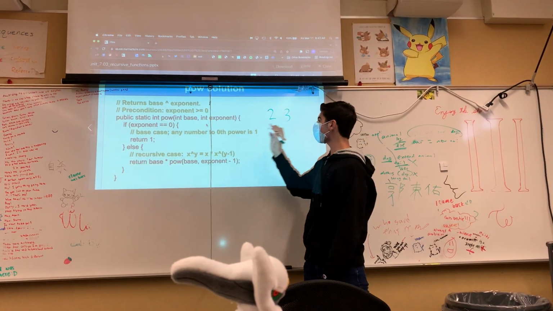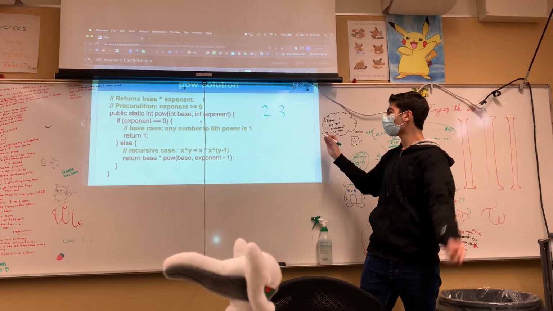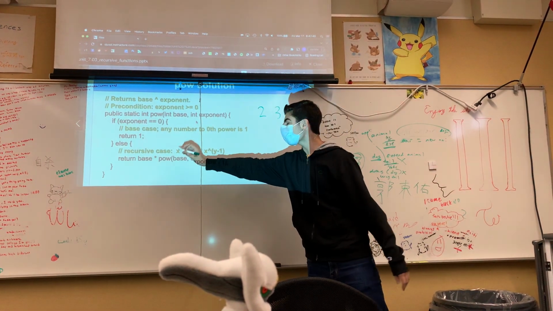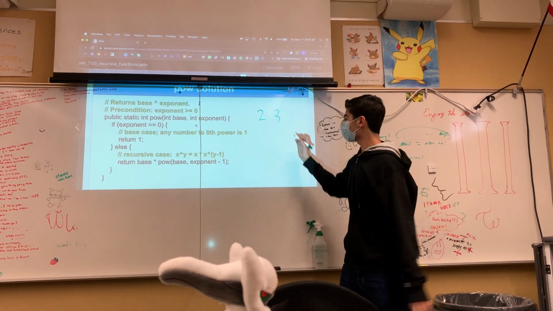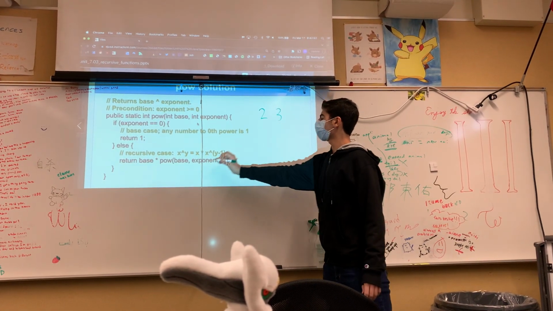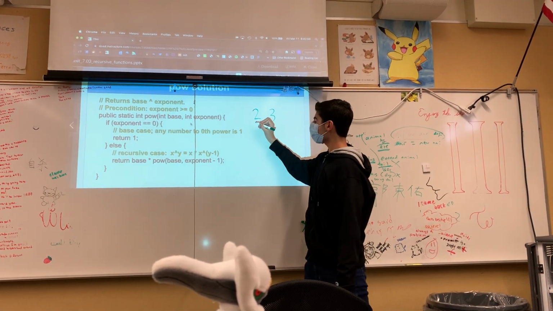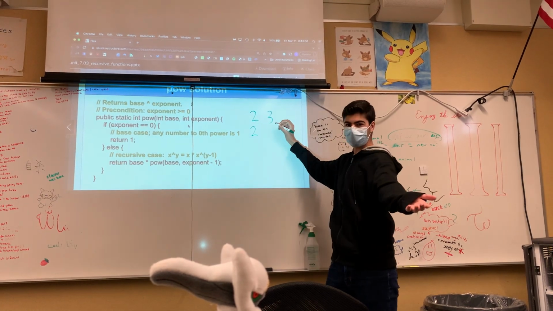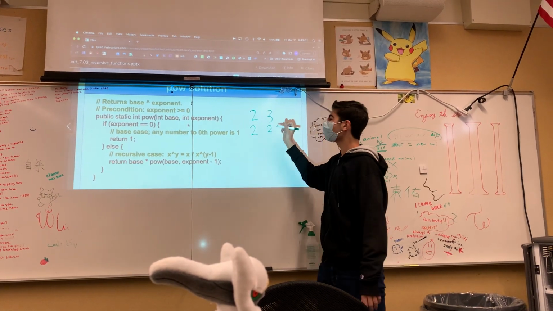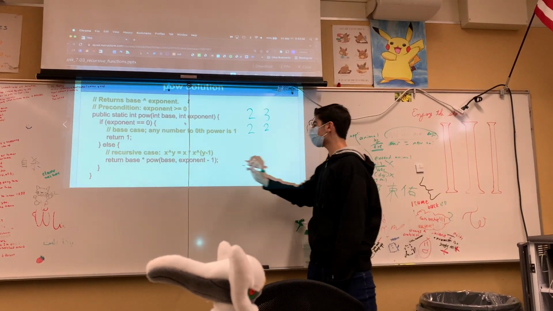So if exponent equals 0, is exponent equal to 0? No, exactly. So it goes into the else statement. It returns base times how base exponent minus 1. So it goes through the loop again. This time, what's our base? 2. What's our exponent? 2. Exactly. Is our exponent equal to 0? No, so it goes into the else statement.